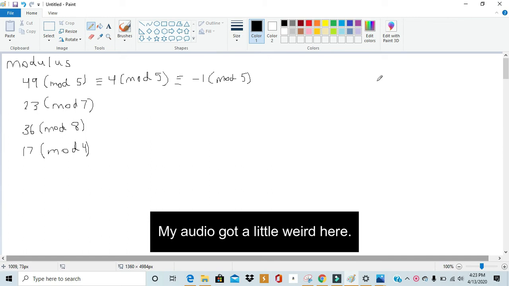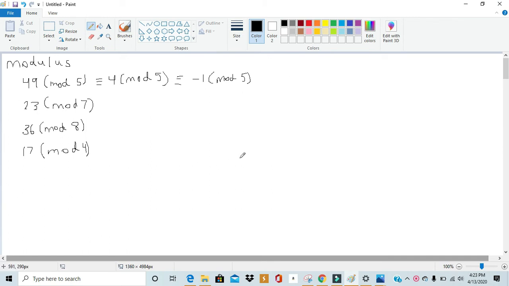Okay, so by now you've probably attempted all of these problems. So let's go over them. So if we want to find 23 mod 7, let's think about this. What's the largest multiple of 7 less than 23? Well, the largest multiple of 7 less than 23 is 21. Now 23 minus 21 will give us a remainder of 2. So since we get a remainder of 2, we can write this as 2 mod 7.